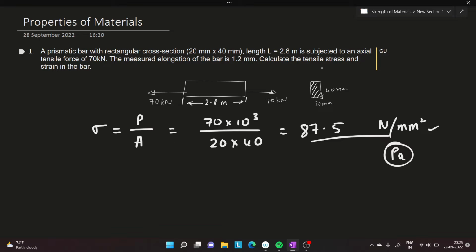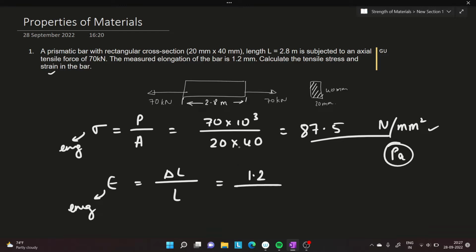They have also asked us to calculate the strain in the bar. The strain is the change in length divided by the original length. So this is our engineering strain, and that was our engineering stress. The change in length is given as 1.2 millimeter and the original length is 2.8 meter, which we have to convert into millimeter. So 1.2 divided by 2.8 is around 4.2 into 10 to the power of minus 3.